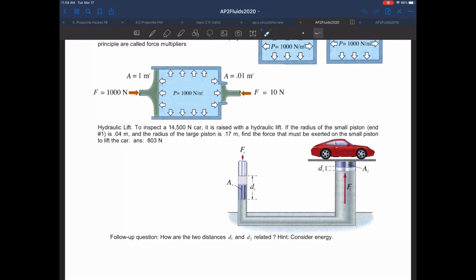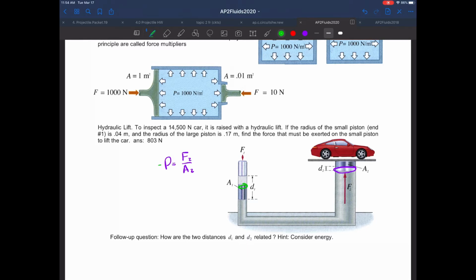So in this exact example here, we're going to inspect a 14,500 Newton car. We're going to raise it with a hydraulic lift. We have the radius of the small piston over here, and the radius of the big piston. We want to find the force that must be exerted on the small piston to lift the car. So what we're going to do is set up a pressure balance between the right and left sides. So the pressure on our right side is going to be pressure equals the force 2, side 2, over area 2.